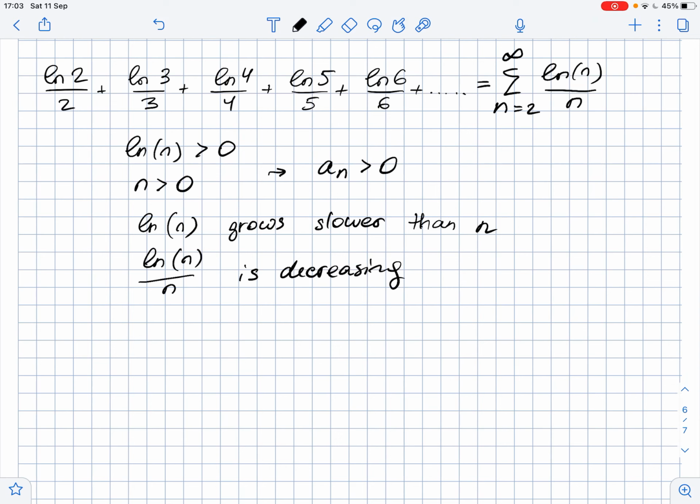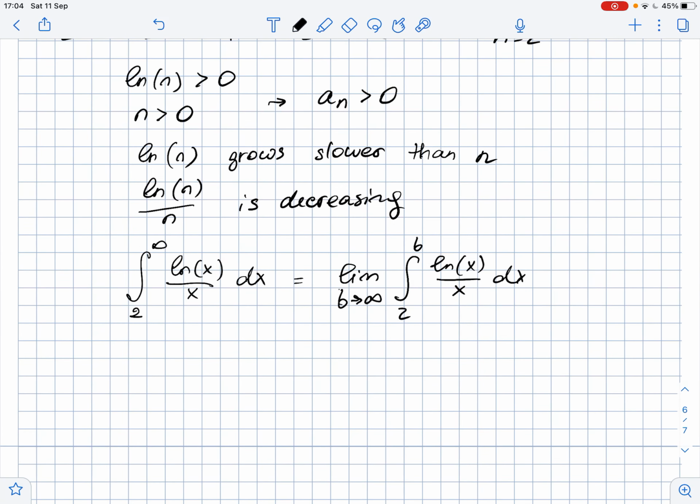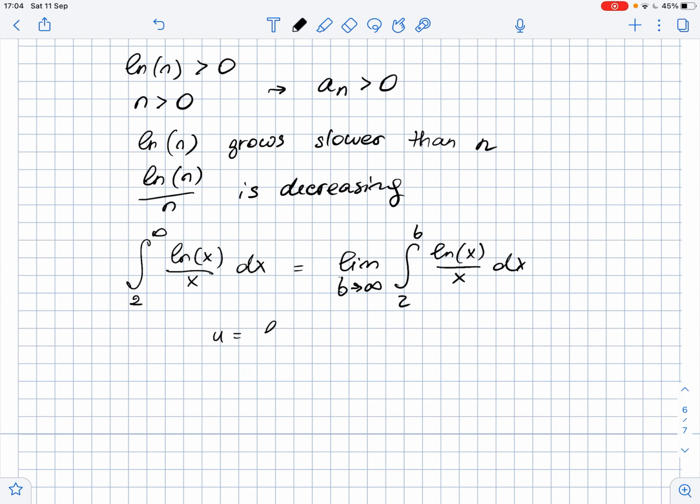The integral corresponding to our series is the integral of ln of x over x dx, which goes from 2 to infinity. And we need to take the limit of the integral from 2 to infinity of ln of x over x dx, where b approaches infinity. Sorry, from 2 to b, where b approaches infinity. Then we will make a substitution here. We let u be equal to ln of x, and then du equals 1 over x dx.